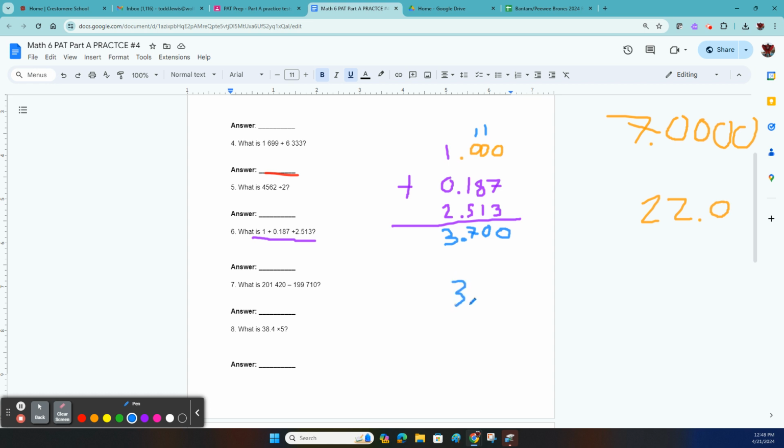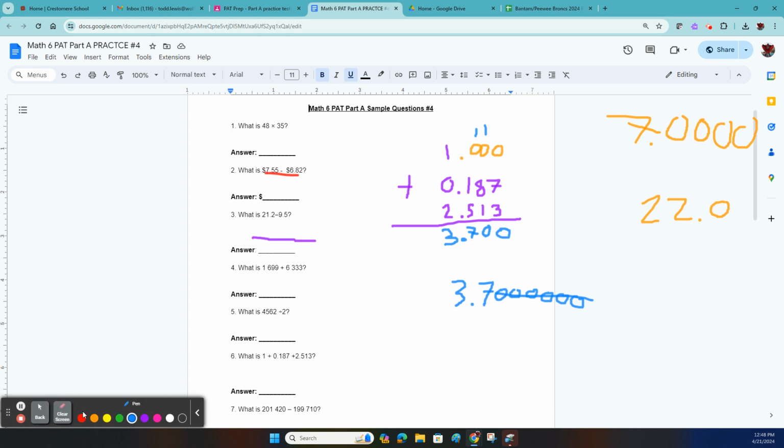Or I could rewrite that as 3 and 7 tenths. Of course, those are equivalent. The extra zeros to the right of the decimal are redundant. We don't need them, but you can put them in there if you want. Okay, beauty, moving on. We've covered multiplication. We've covered addition. Let us go to subtraction.